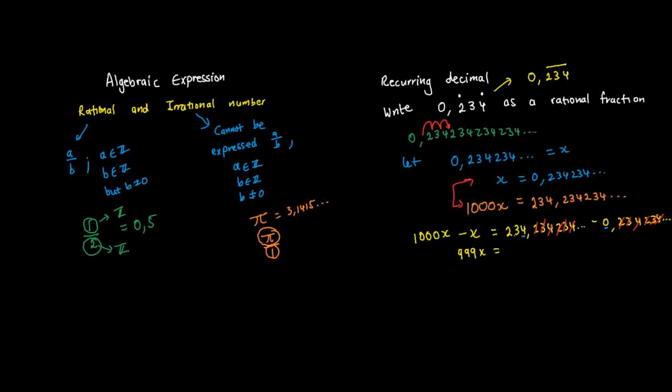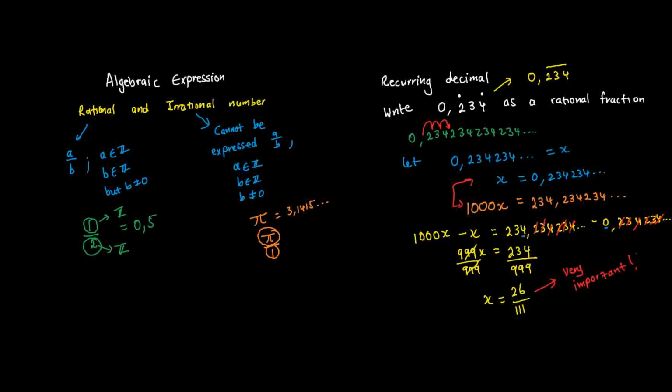Which gives you, what is that? 999x is equal to 234. Now I just simply solve this equation. I divide both sides by 999. The 999s will divide off. x is equal to, now you just need to simplify this fraction. I recommend you just take your calculator and type in 234 divided by 999. And what does that simplify to? 26 over 111. Now it's very important, very, very important to simplify your final answer.